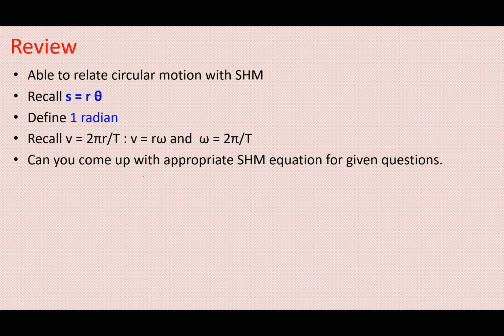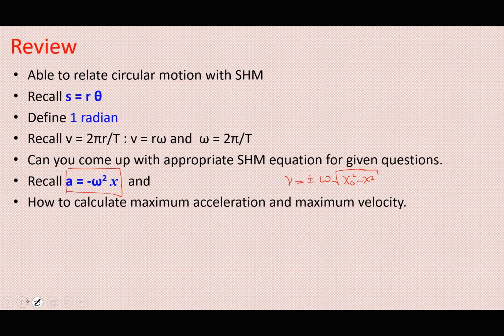You should also come up with appropriate simple harmonic equations for given questions. For example, timing starts when the body is at equilibrium. Timing starts when the body is at maximum displacement. You should also be able to use the equation a equals negative omega squared times x, and of course the one for velocity, which is v equals plus or minus omega square root of x naught squared minus x squared. You should also be able to use that expression. You are going to be able to calculate the maximum acceleration and maximum velocity. We have seen expressions for maximum acceleration and maximum velocity.